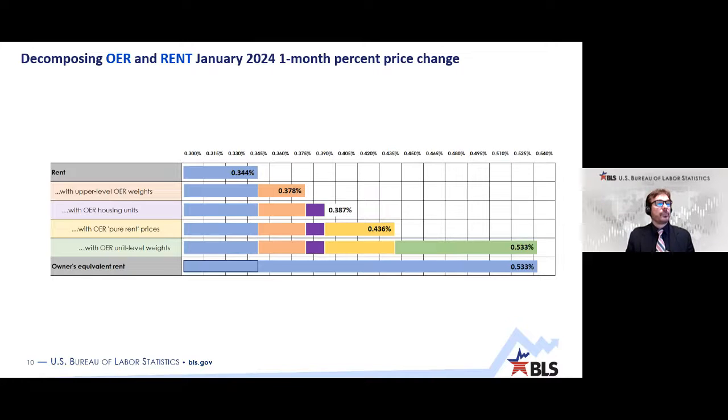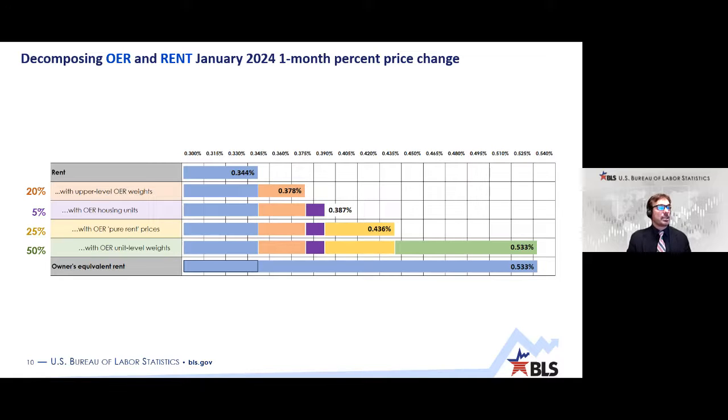So the takeaway here is that if we look at the relative size of these horizontal bars, we can get a rough approximation of the magnitude. So from this analysis, one might conclude that the gap between OER and rent, 1 month change for January, roughly 20% of that gap is explained by the difference in our upper level weights.